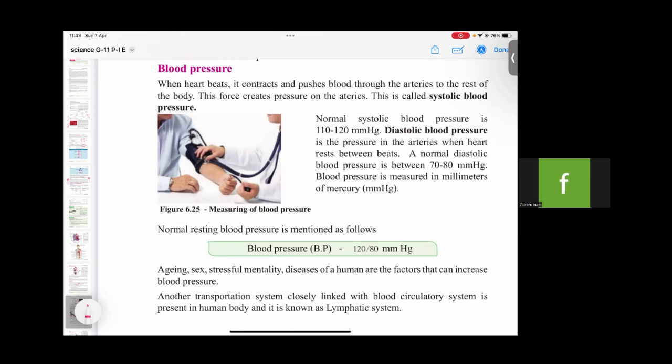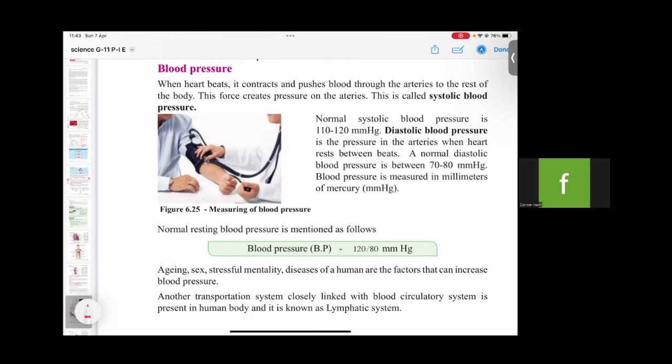The force that is created in the arteries is called the systolic blood pressure. The systolic blood pressure is what we call it when the force creates a pressure on the arteries, and it is usually from 110 to 120 millimeter mercury. And we have diastolic blood pressure. So what is the diastolic blood pressure?